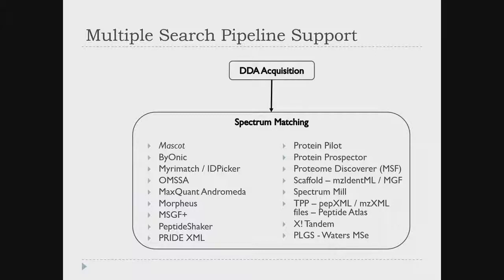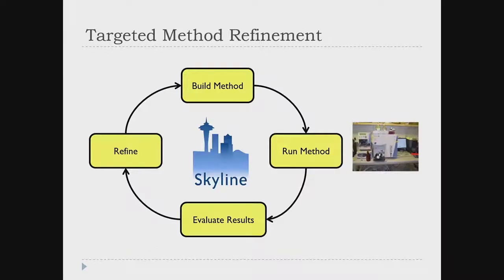Another area where Skyline is extremely broad is its support for the peptide search engines that we use on DDA data. There are 20 different pipelines that Skyline supports, and anytime somebody creates a new pipeline, like one of the more recent ones, Morpheus out of the Coon lab, people just contact us and we integrate that. I haven't heard of a search pipeline in a while that we don't support, and when we do hear about them, we can usually support them within a month or two. So let us know if you come up with one.